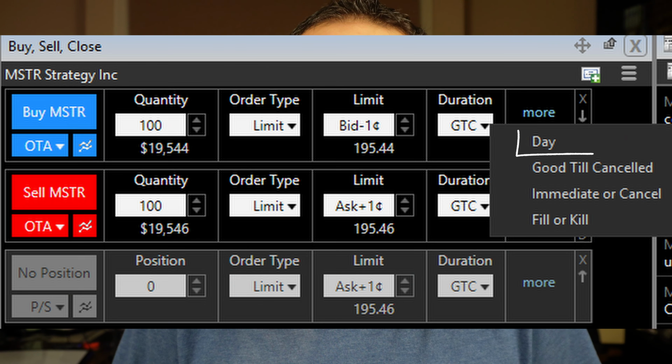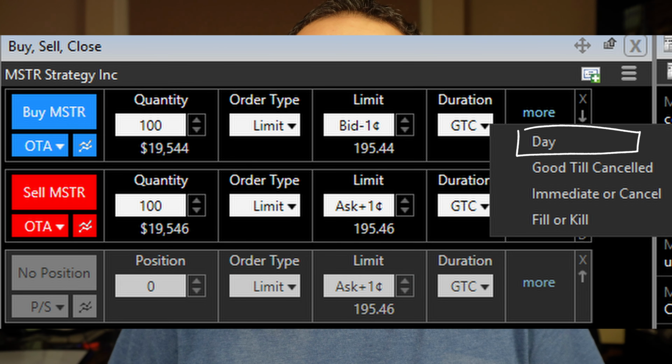And the second duration is the day order. And the day order is basically good till the end of the day. So it cancels by itself at the close of the day. Some traders use them, but it doesn't really make a difference. If you're the type that might forget your orders, use it. At least it'll cancel your order at the end of the day. It does not carry it to the next day.